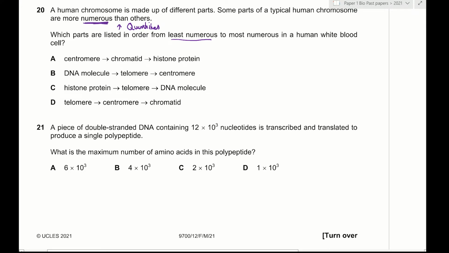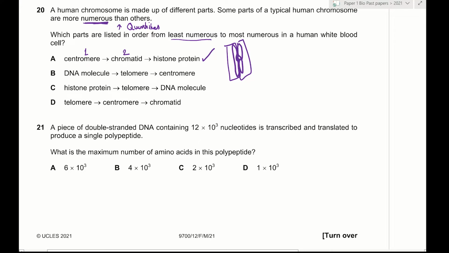Start with A. Centromere, chromatid, and histone proteins. As we all know, we have one centromere in a single chromosome. So here we have one. For chromatids, we have two chromatids in a single chromosome too. So two chromatids. Then histone proteins. We have millions of histone proteins making up the chromatids. Therefore, this seems to be correct. It's from the least to the most.